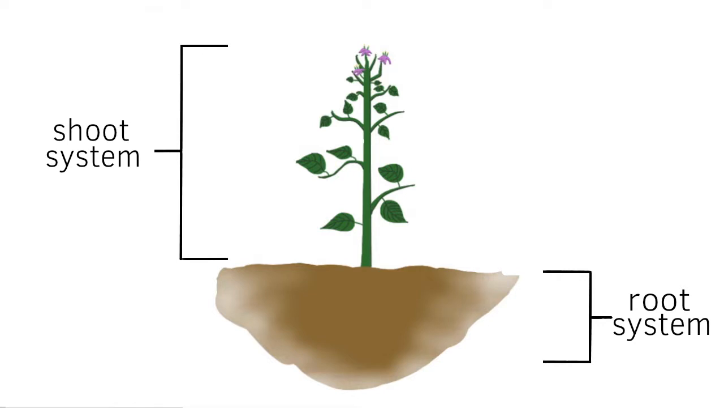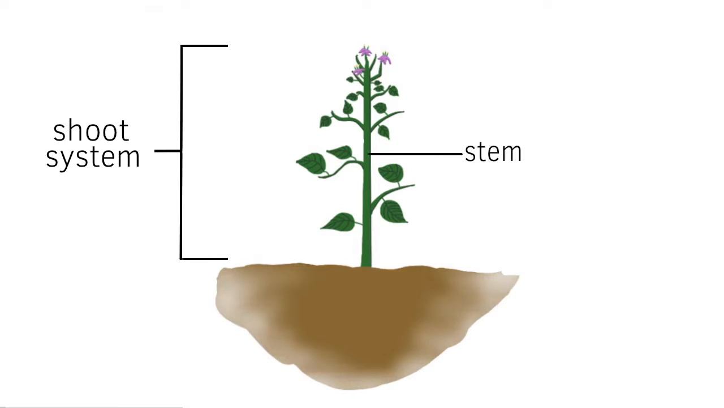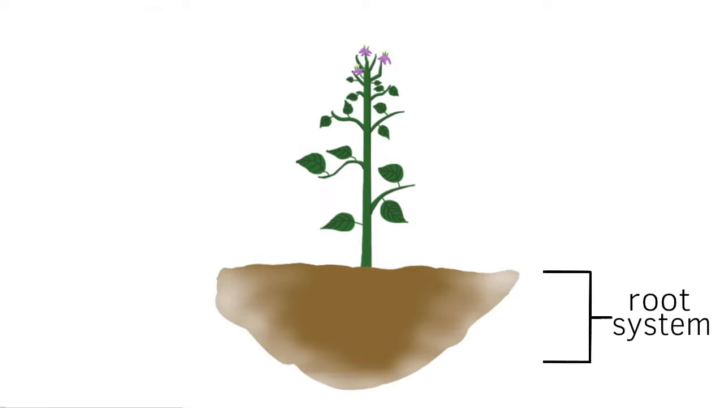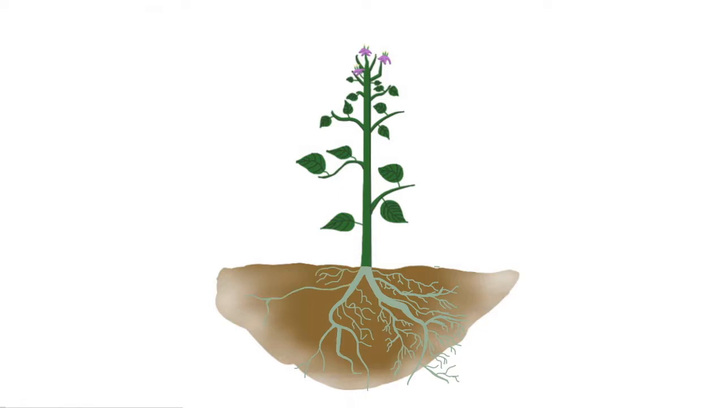Plants have two organ systems, known as the root system and the shoot system. The shoot system is made up of stems and leaves, two of the three organ systems in plants. The root system is made up of the roots of the plant, which anchors the plant by penetrating into the soil.